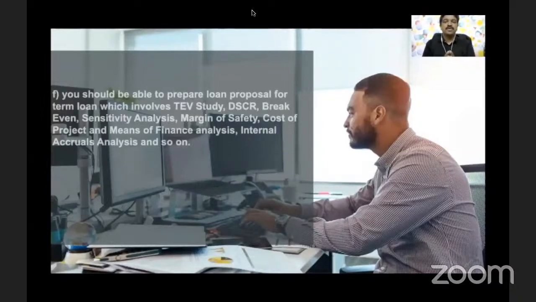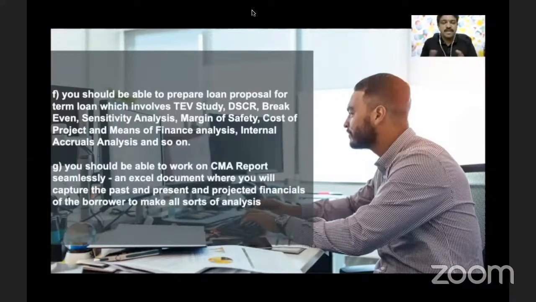Next, you should be able to put up a comprehensive loan proposal if a borrower comes for a term loan for putting up a project, because this requires a viability study. You have to look into their repayment capacity, DSCR, FIRR, break even, sensitivity, and so on. Next, you should also be able to work seamlessly on the CMA report, the basic Excel document which captures the past financial data as well as the current estimate and projection. And from this only all kinds of analysis will happen.